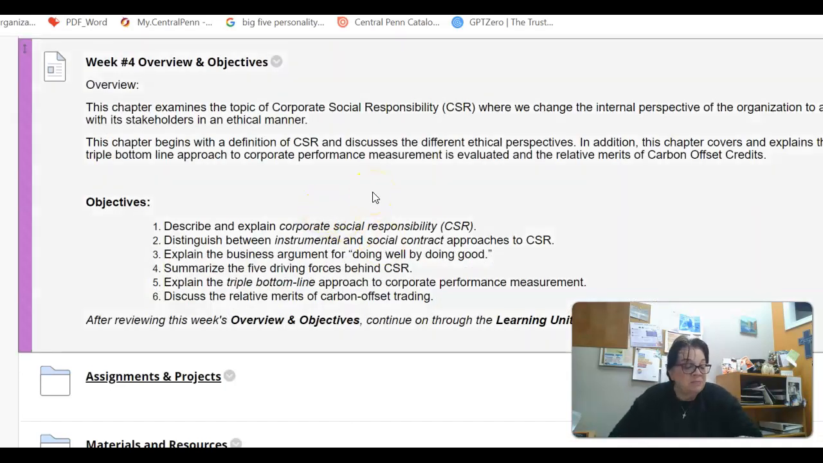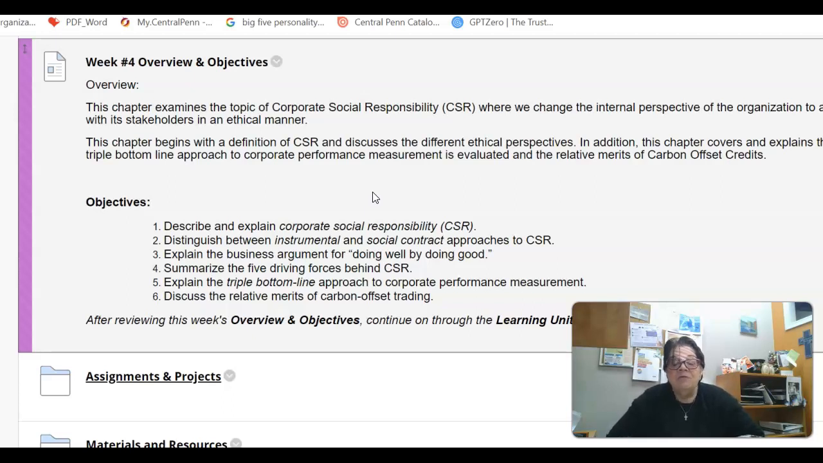You are going to describe and explain what corporate social responsibility is. You are going to distinguish between instrumental and social contact approaches of corporate social responsibility. Explain the argument doing well by doing good. One thing, I teach leadership classes, and one of the mottos is managing is doing things right, leadership is doing the right thing. So are they doing good? Are they doing well by doing good? Are they doing the right thing?